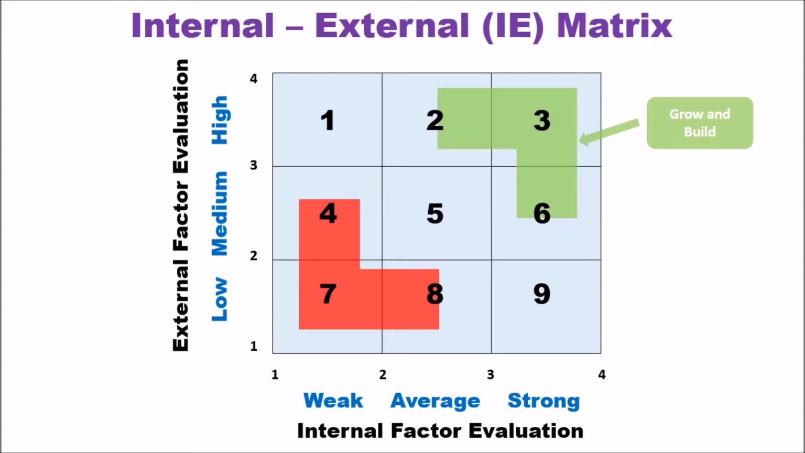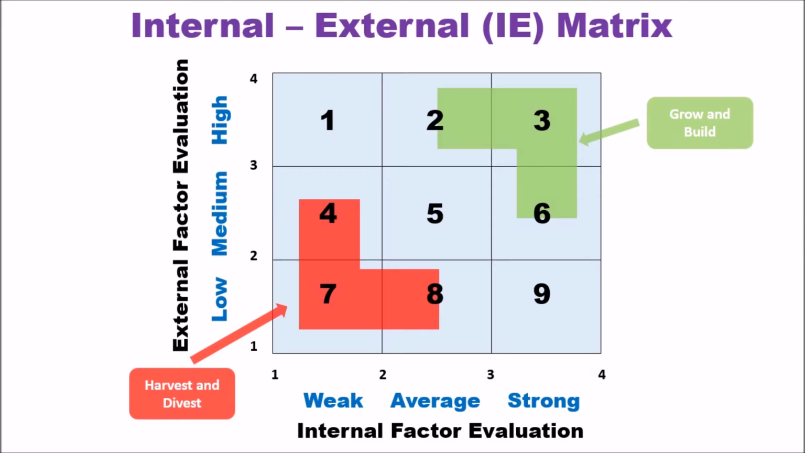If you were to land in that red shaded area, from a strategic planning point of view, what you might want to do is harvest and divest. You might want to be thinking about getting out of this market, because if you look at box number 7, your internal factor evaluation is weak, your external factor evaluation is low, so you're in a very weak, very poor position, both internally and externally. So maybe you want to get out of that market or that business. That's what the red shaded area shows.